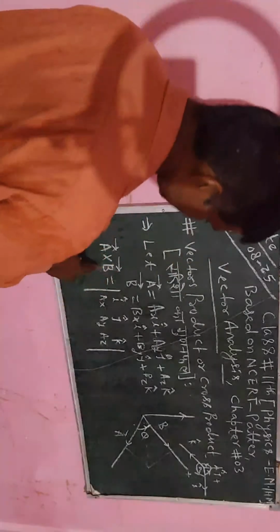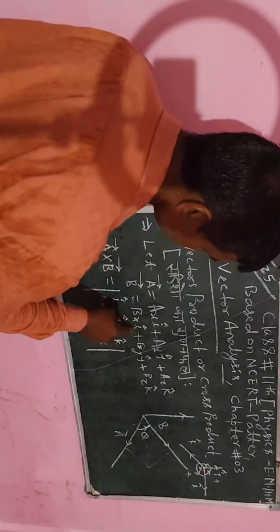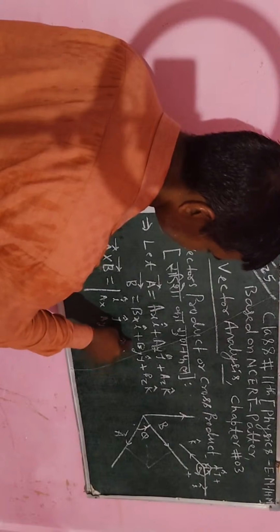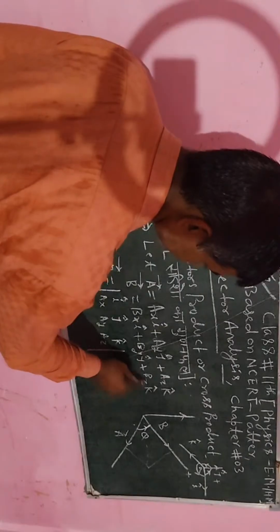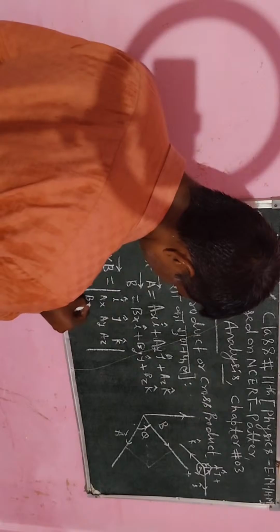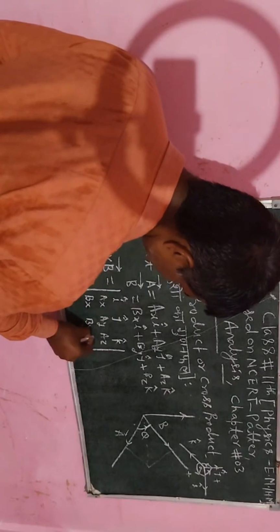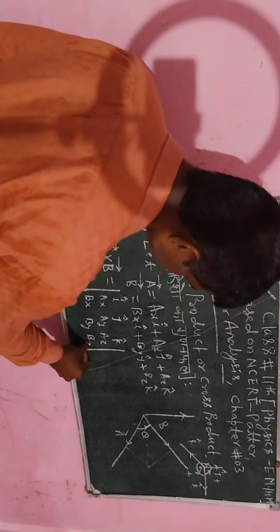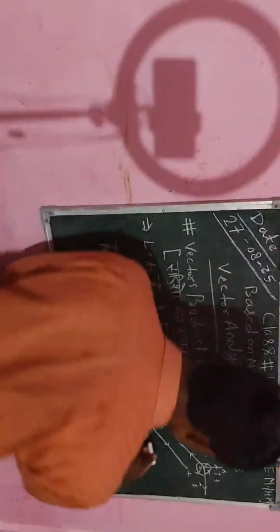Similarly I will consider vector b. So vector b has coefficients: the coefficient of vector i cap is bx, the coefficient of vector j cap is by, and the coefficient of vector k cap is bz. So I will write its coefficients here properly, bx, by, and bz, one by one. Okay. So this is the cross product of vector A and vector B.